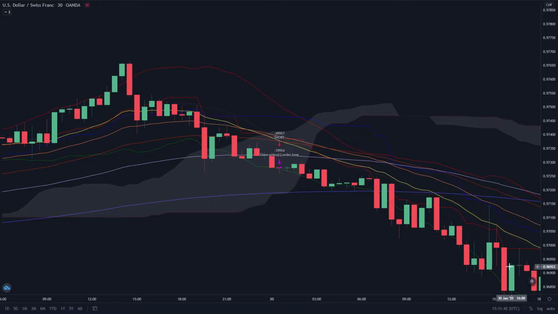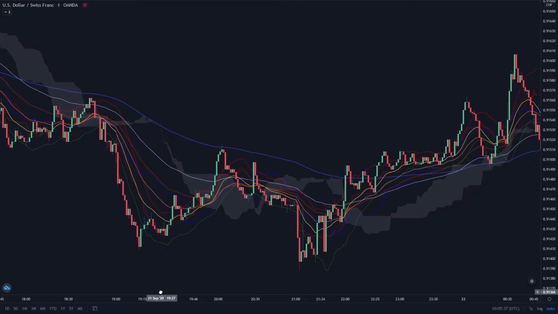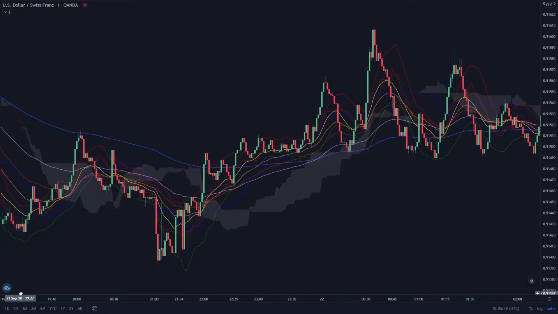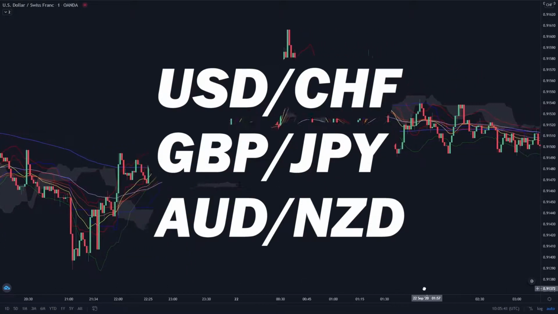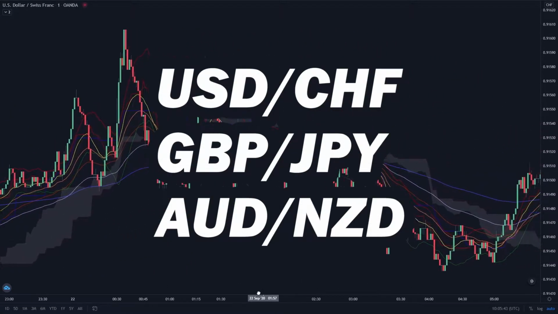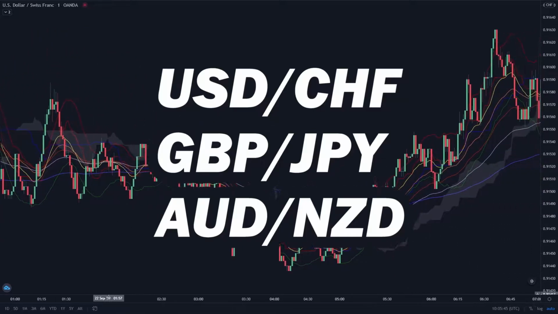So in this backtest, I'm not going to add any extra rules. I'm just purely following the signals that the indicator displays. So I'm going to be testing three different pairs: the US dollar Swiss, the pound yen, and the Australian New Zealand dollar, all with a 30-minute time frame.